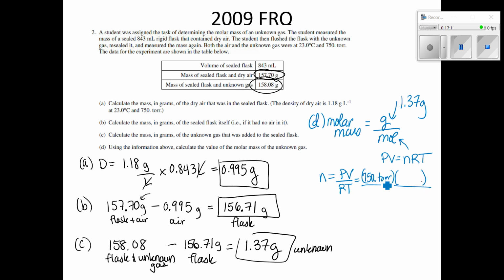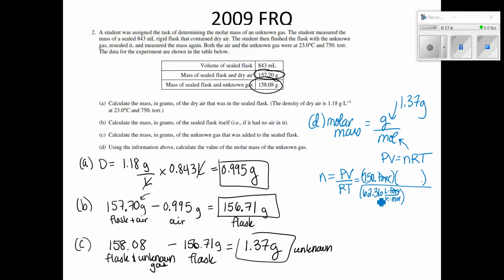Once you've seen what units your pressure is in, look at your equation sheet and decide which R value makes sense to use. So in this case, I should be using the 62.36 value of R, because if you look at the units there, it's going to be in liters torr divided by Kelvin mole. Okay, so be really careful with units on this type of calculation.